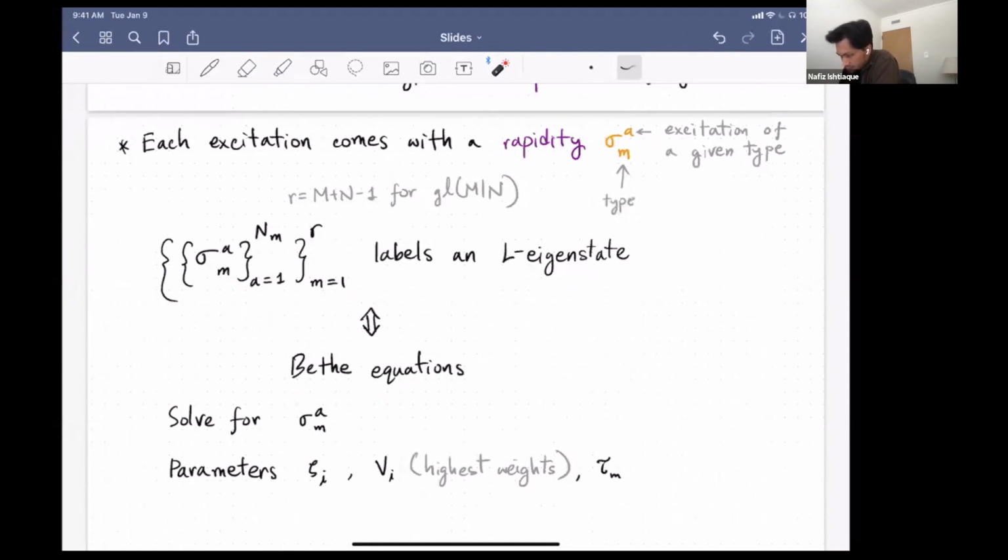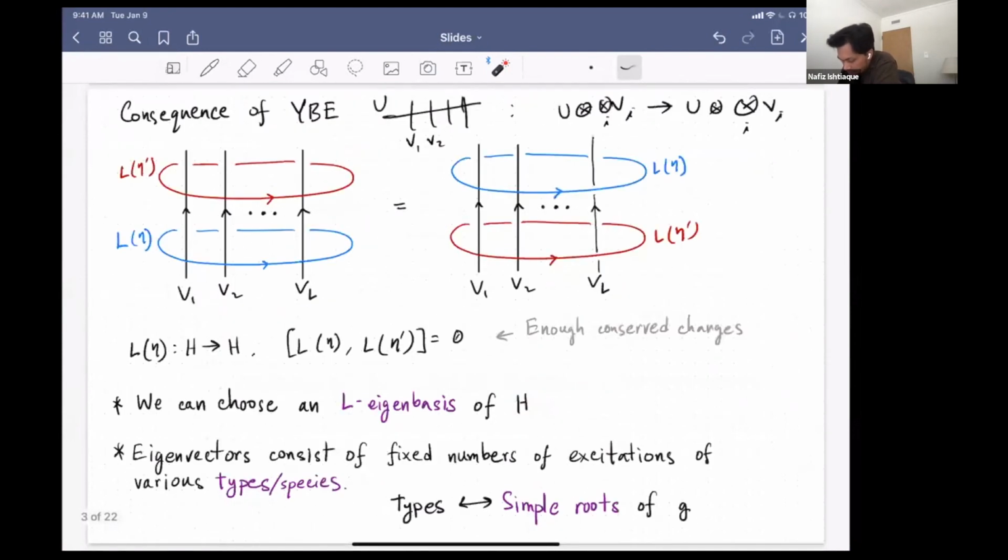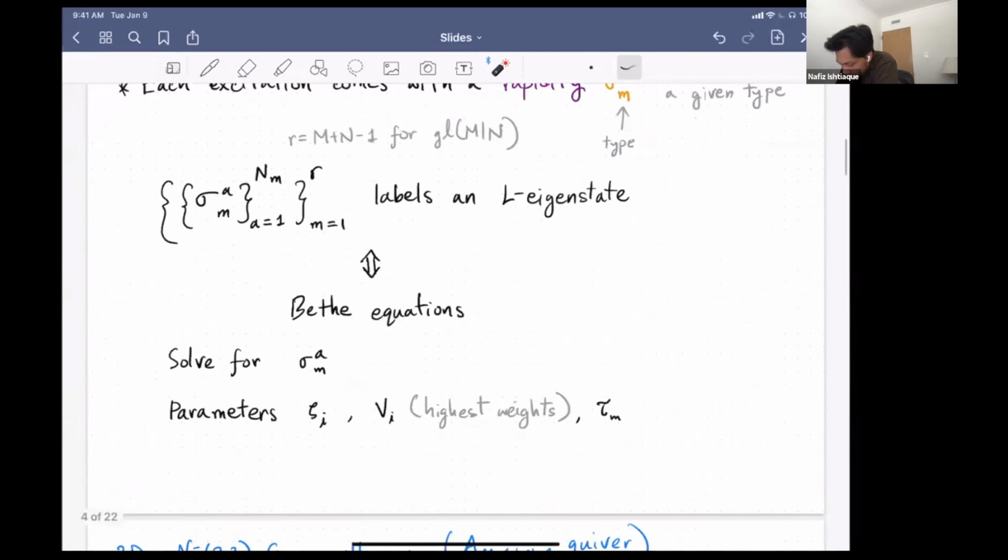I did not actually write down the Bethe equations. They're very nice, but it takes some time to extract enough interesting information out of them. So let me just mention that this is an equation where both sides are rational functions of all the parameters. We solve the equations for this variable sigma, but the equations depend on all the parameters that define such a spin chain. They include the inhomogeneities associated to each spin site, the representations of the sites, which we can label by the highest weights, and some twist parameter. I'm considering closed spin chains, something like this, for example.